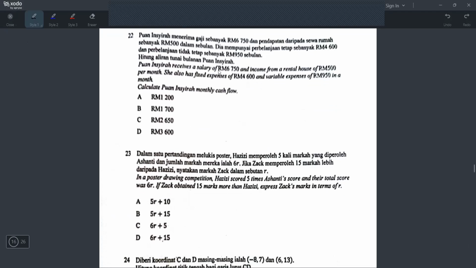22. Puan Inshira receives a salary of 6750 and the income from a rental is 500. So this is income, okay, passive income. And then she also has fixed expenses and variable expenses of 950 in a month. Calculate Puan Inshira's monthly cash flow.